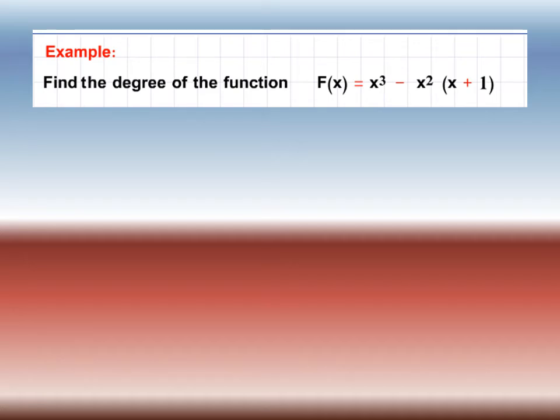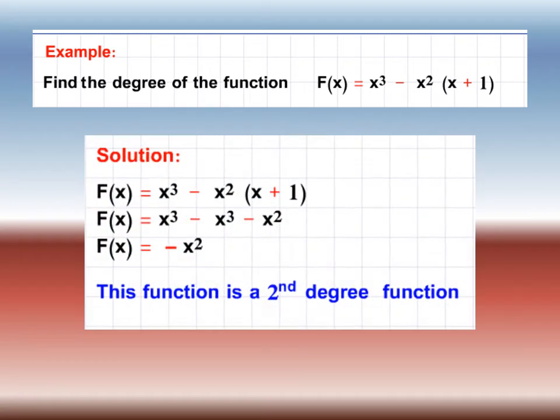Find the degree of the function f(x) = x^3 - x^2 multiplied by (x + 1). Solution: f(x) = x^3 - x^2 multiplied by (x + 1).